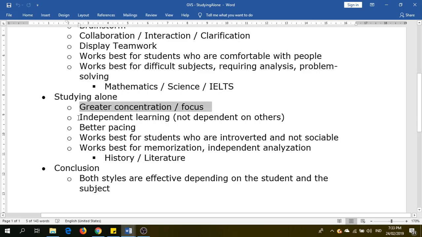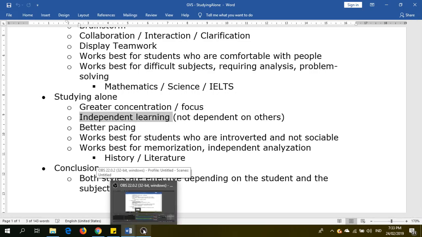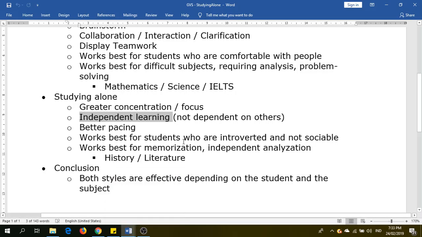And then of course it will promote independent learning, wherein the student is not forced to be fully dependent on others in order to acquire or to understand the lesson. Students are also able to better pace themselves because they're only working with their schedules in mind. There's no difficulty in trying to coordinate the schedules with other members of a group.